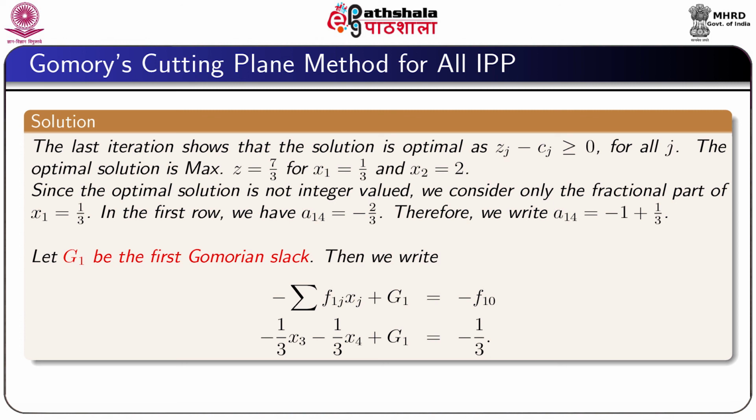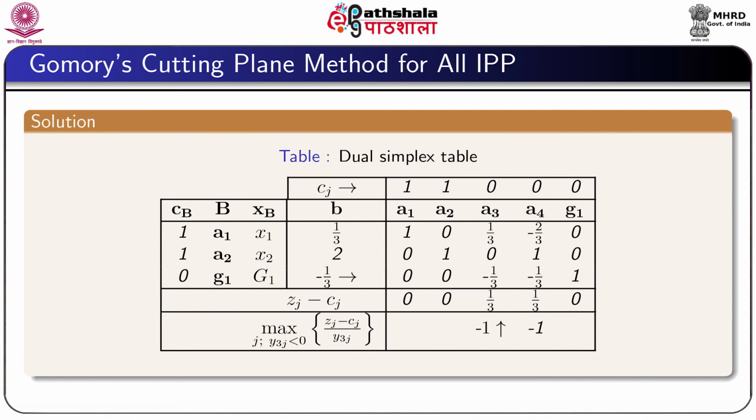So, using this Gomorian constraint, the optimal simplex table looks like this. We have an additional row, that is the third row, and an additional column, that is the last column. And since the third component of the vector B is negative, we cannot proceed with the usual simplex, we have to follow the dual simplex method. And the dual simplex method tells us that we have to choose the departing vector first.